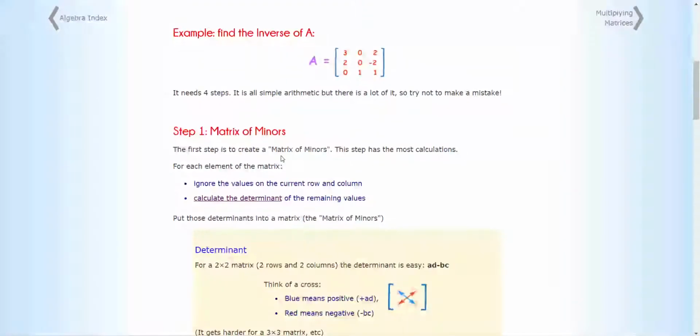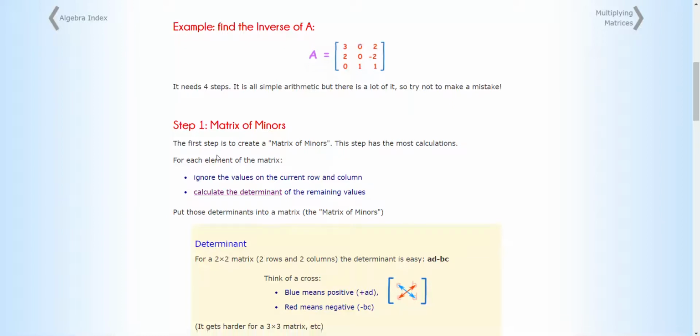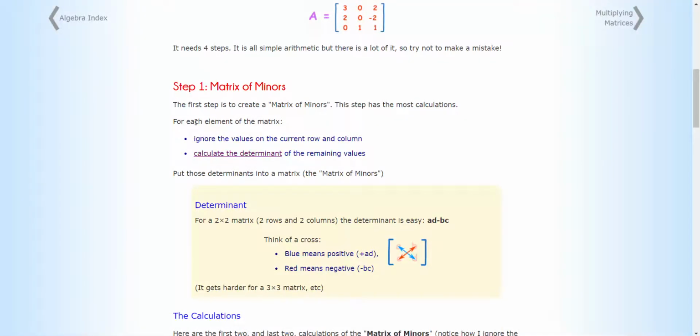Okay, so let's see what they're doing. The first step is to create a matrix of minors. This step has the most calculations. For each element of the matrix, so we have 3, 2, 0, 0, 0, 1, ignore the values of the current row and column. So we are here, so we ignore 3, 0, 2 and 3, 2, 0. So we should only work with 0, minus 2, and 1 and 1.